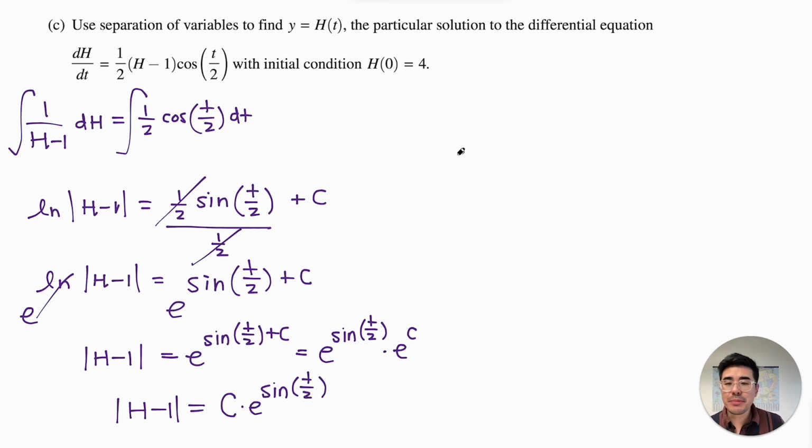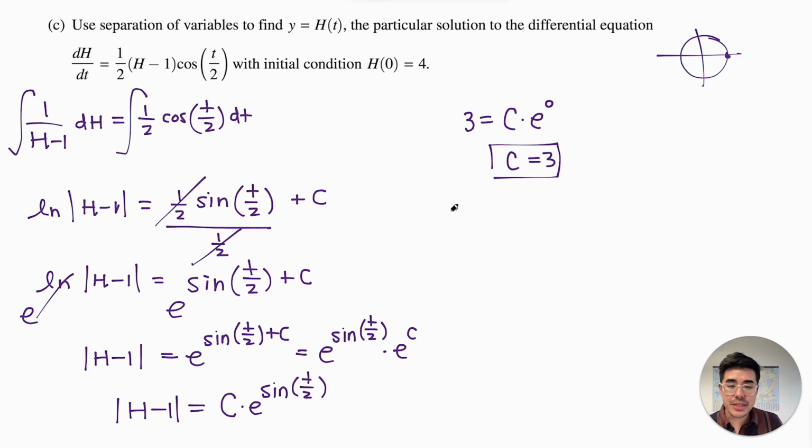Now is it an appropriate place? Let's try plugging it in then. So if we plug in 4, well, we know our thing's going to be positive, so we can remove our absolute value, so it's just going to be 3 is equal to c times e to the sine of 0. Well, sine of 0 is 0, so it'd just be e to the 0 power. So then we know our coefficient is going to be a 3.